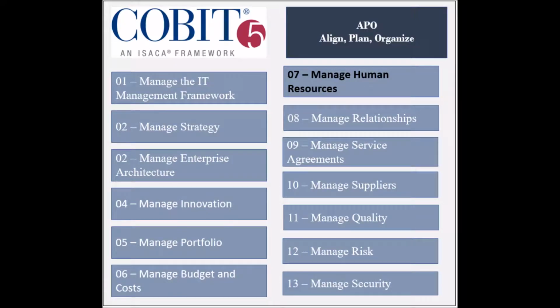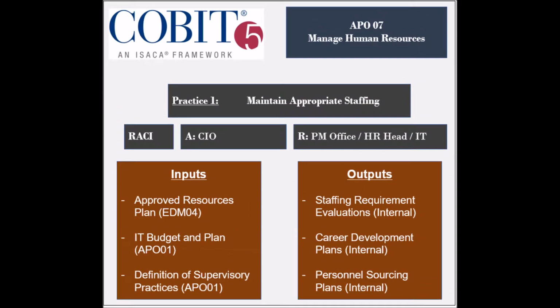The seventh process of the Align, Plan and Organize domain, called Manage Human Resources, has 6 practices. The first practice is to maintain adequate IT staffing.